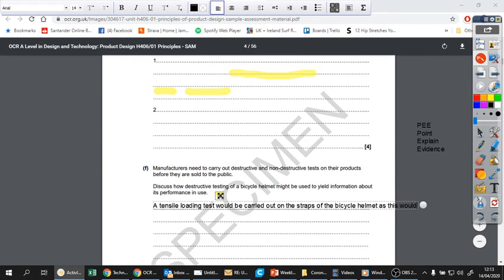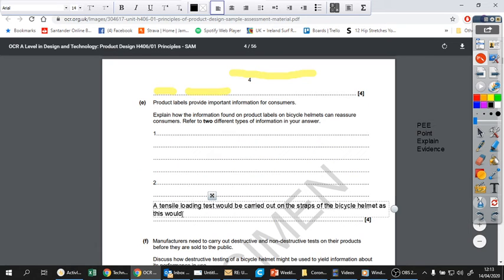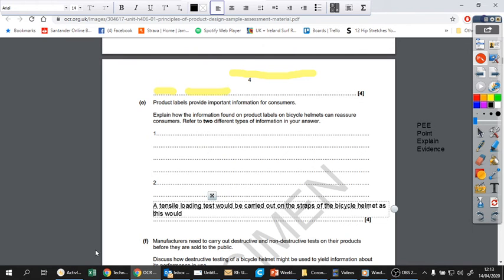Tensile loading test would be carried on the straps helmet as this would. Let me click in here. Oops, what will you do? There we go. As this would enable, as this would yield. Oh, brilliant. Don't do that. Sorry, guys. How much harder it is teaching in a world where you can't actually see people. As this would, I'm just going to save the rest of it. Let's try and move this down a bit.